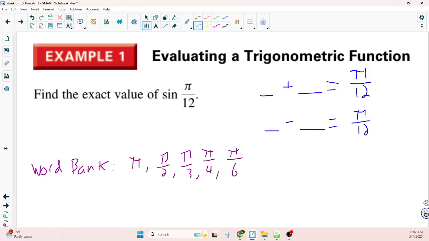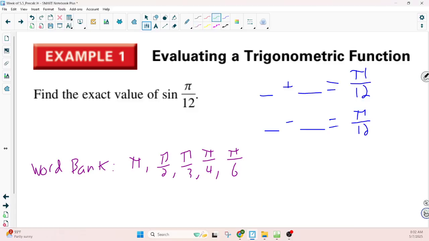I feel that is a problem because pi over 6 plus pi over 6 is 2 pi over 6, which is pi over 3. Mr. Passerian, can you do like pi over 24? Yes, you could. Do you want to do that to make it simpler? It might be a good idea.